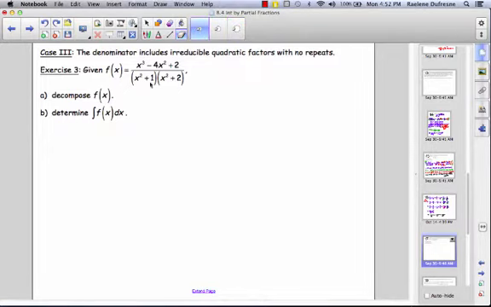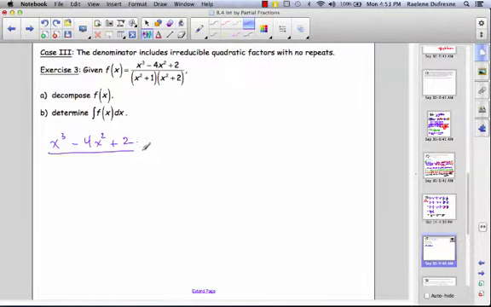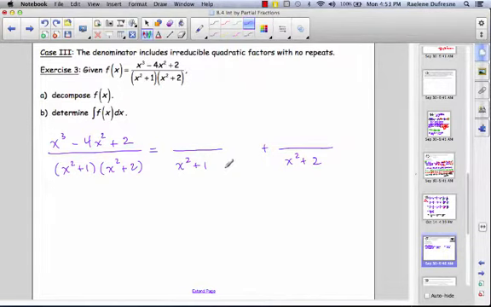We have a quadratic discriminant which is negative, and x squared plus 1 is as far as we can factor. x squared plus 2 is as far as we can factor that. So in order to decompose, we are going to have 2 fractions, 1 for each factor. But the difference is now we can have a linear numerator because we can have a proper fraction. So our linear numerator will have the form of ax plus b, and then the second one, cx plus d.